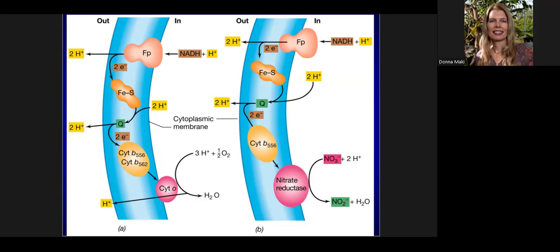So how many protons are getting pumped to the outside in figure A? 4. How many in figure B? So 5 on the left, right? There's 1 here. There's 5 with aerobic and 4 with anaerobic. So they're trying to show you there's less proton pumping going on if you don't have oxygen at the end. So that means there's gonna be less ATP.